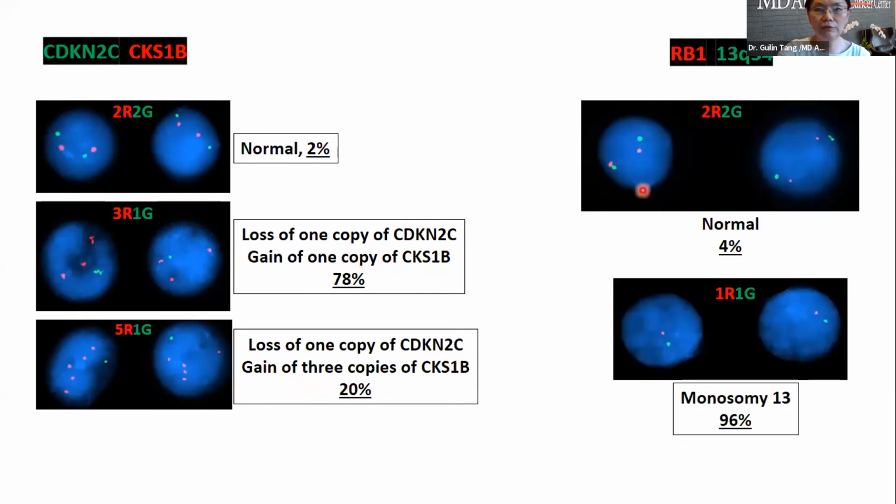This one is for the RB1 gene. If you see two red, two green, that means it's normal. If you see one red, one green, that is a monosomy. The RB1 gene is very close to the centromere, and 13q34 is very close to the telomere, so if both are deleted, that is monosomy 13. Most commonly we see one red, two green, which means RB1 gene deletion is more common.